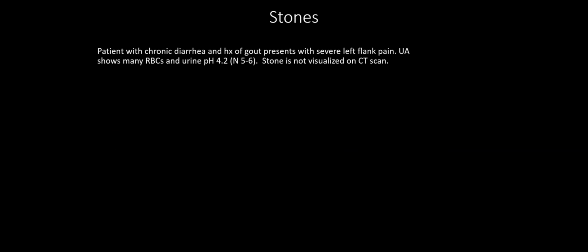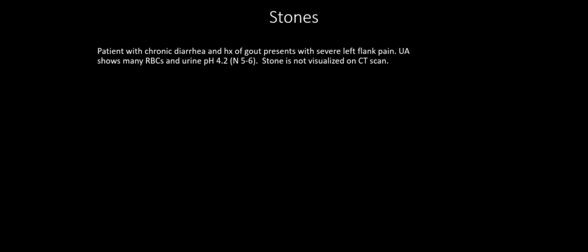Continuing on this nice study of stones. A patient with chronic diarrhea and a history of gout presents with severe left flank pain. UA shows many RBCs and a urine pH that is actually acidic compared to normal. And they don't see any stone on the CT scan. So, what's your diagnosis, Mike? This would be a uric acid stone.